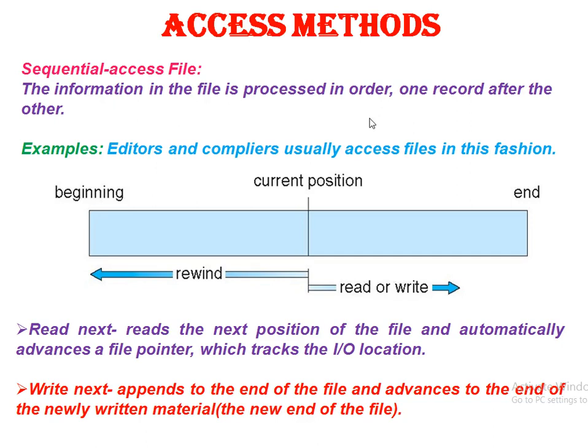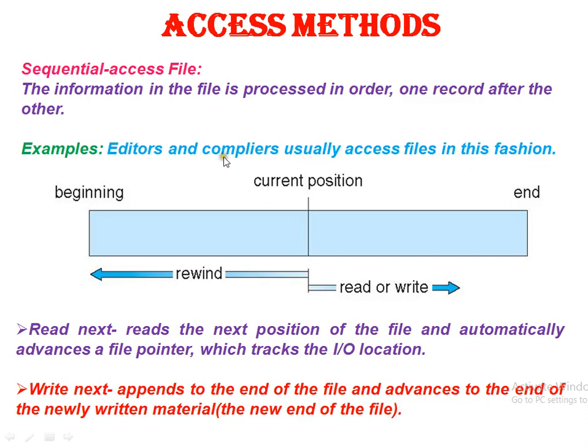First, the sequential access method. As the name suggests, sequence means in an order. If you open a file, you are going to read or process its contents in an order. So the information in the file is processed in an order, one record after the other. Examples are editors or compilers, which usually access files in this fashion.